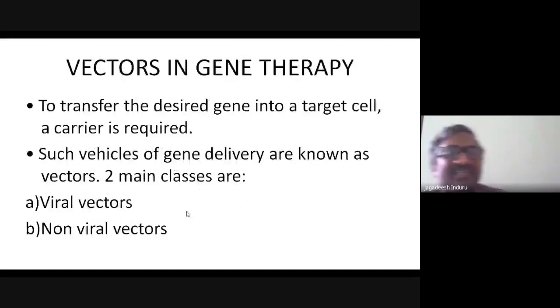So in vector gene therapy, for the transfer of the desired gene into the target cell, a carrier is required. The vehicles of gene therapy are also known as vectors. What are the vehicles? They are the carriers. That is called the vector. There are two main classes of vectors: one is a viral vector, another is a non-viral vector. That's what we have already previously seen.